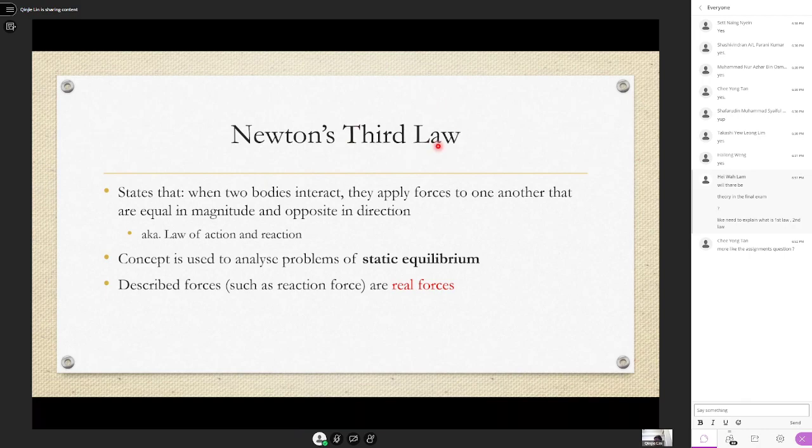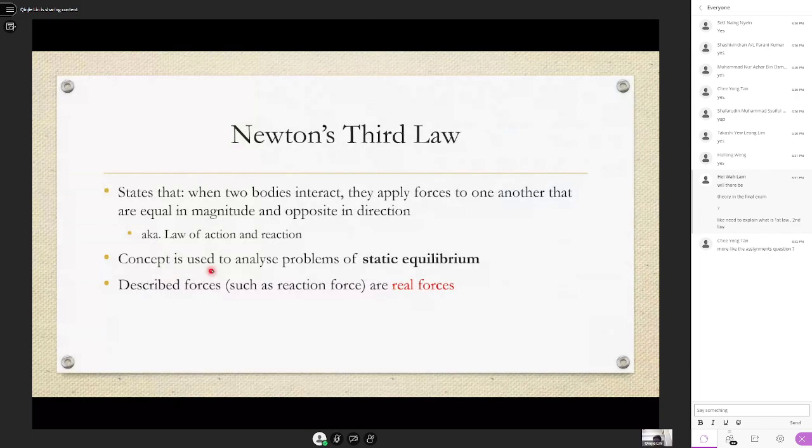Third law states that when two bodies interact, they apply forces to one another that are equal in magnitude and opposite in direction. So this one is actually the law of action and reaction. When you apply a force, it means that the thing you apply the force on is actually applying the same force back on you. This is a concept that we need to know to apply to solve problems. Like I said, there's no need to memorize this entire statement, but we need to know what it means, which we'll be seeing in a while.